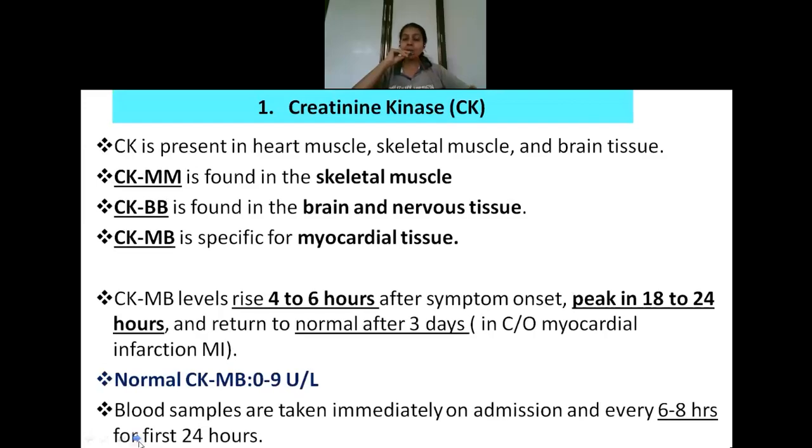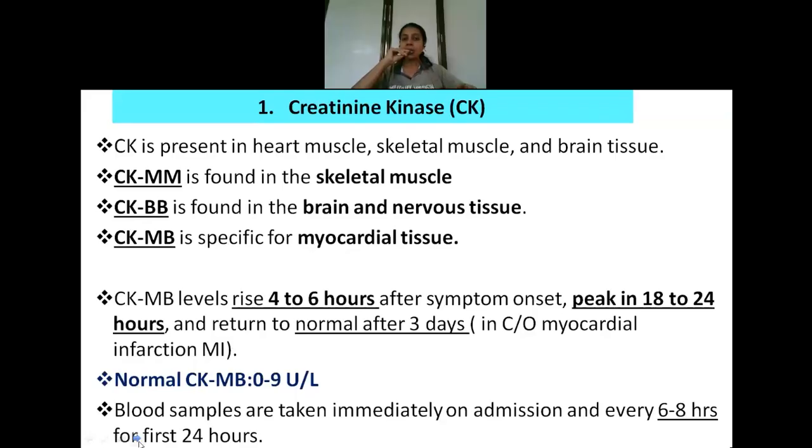Creatinine kinase is seen not only in the heart muscle, it is also seen in the skeletal muscle and brain. But particularly CKMB, we have CKMB, that is only cardiac specific. I'll tell you the reason why.